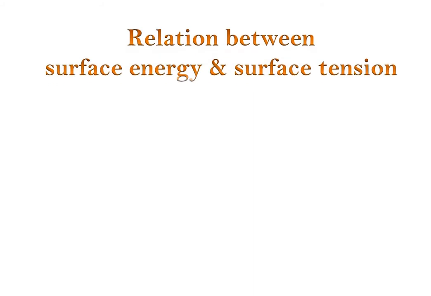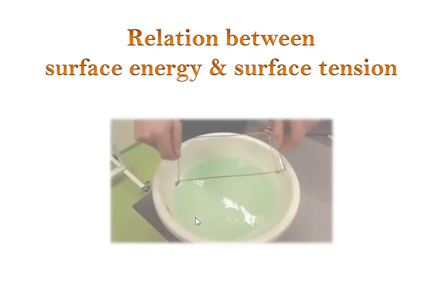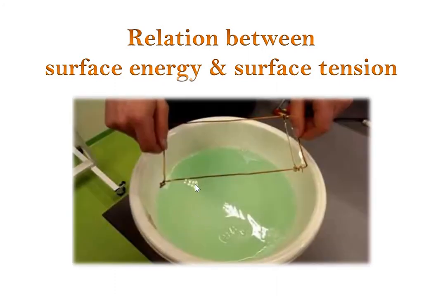Next point is the relationship between surface energy and surface tension. Let's see the image first. In this image, a bath or a container containing the soap solution, and here a rectangular frame having a movable arm. The rectangular frame of wire consists of a movable arm. This frame is dipped in a soap solution and then taken out. So a film of soap solution will be formed. So this looks like this.